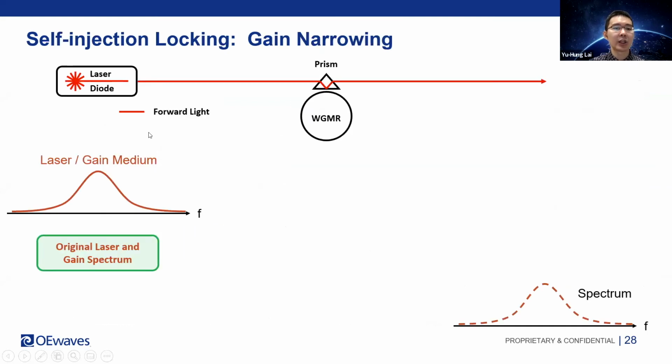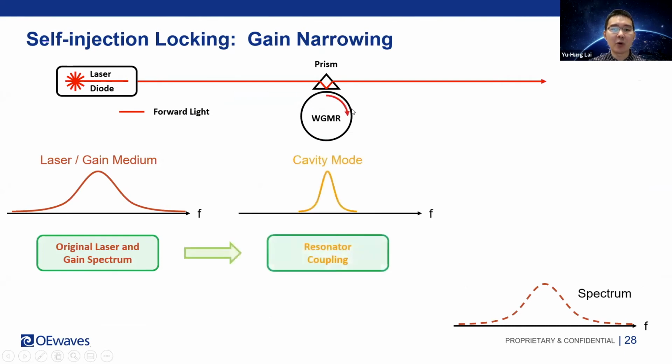So here I want to show the fundamental of our self-injection locking technique. So considering that we have a laser diode here, traditionally the laser diode has a very wide gain bandwidth, for example. And then this laser diode can shine the light into the prism and couple with a whispering gallery mode resonator. Because the quality factor of our whispering gallery mode resonator is so high, the bandwidth of our resonator is actually very, very narrow. So only a portion of the light from the laser diode will couple into the whispering gallery mode resonator.